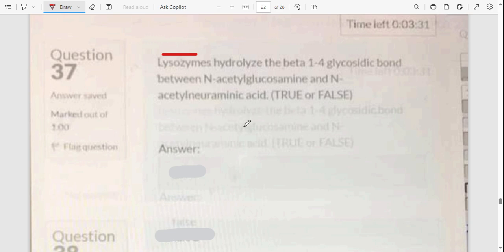Now, the bacterial cell wall is made up of peptidoglycan. It's made up of repeating units of N-acetyl muramic acid and N-acetyl glucosamine. So glucosamine is true, but this is N-acetyl muramic. It's supposed to be N-acetyl muramic, not uramic. So this is not true. This one is false.